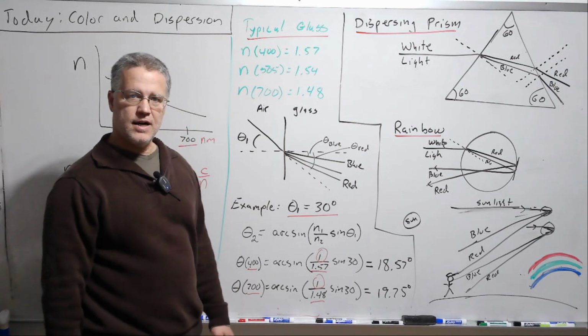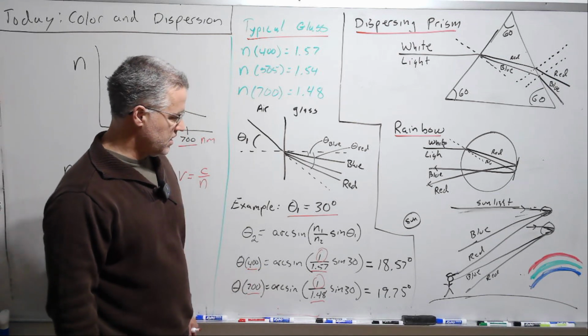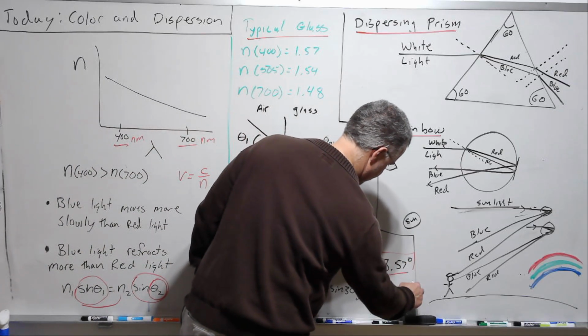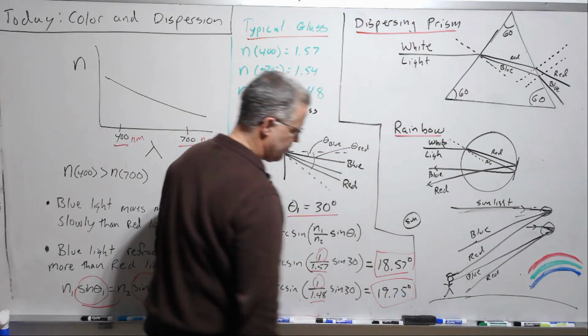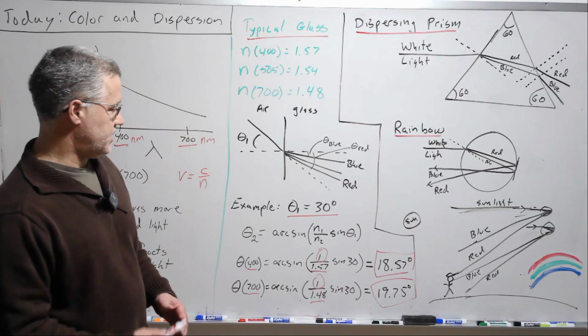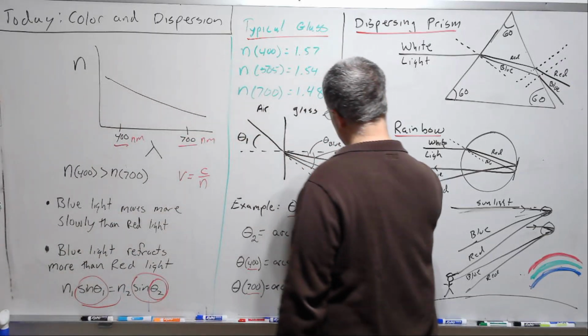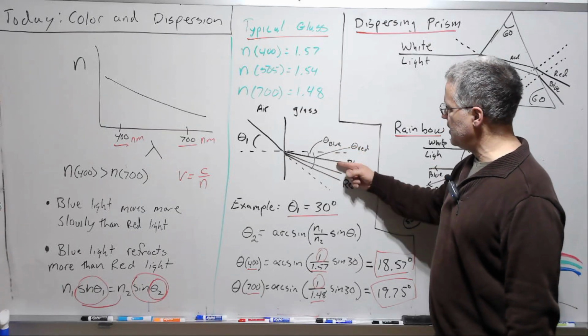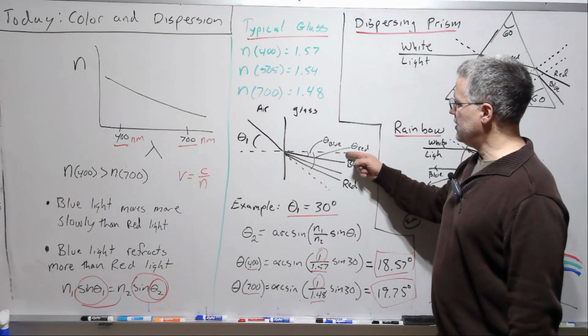And then you should check this on your calculator and see if we get 18.57 and 19.75 degrees. Okay, what are these degrees? These are the refracted angle measured relative to the normal.